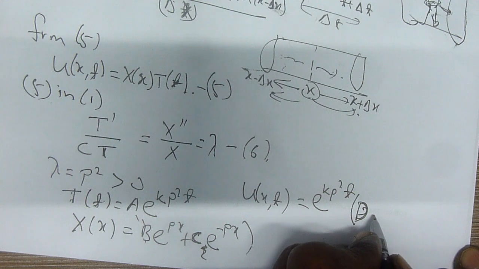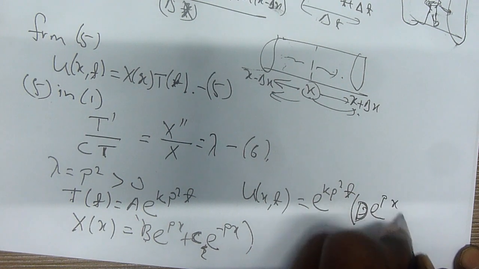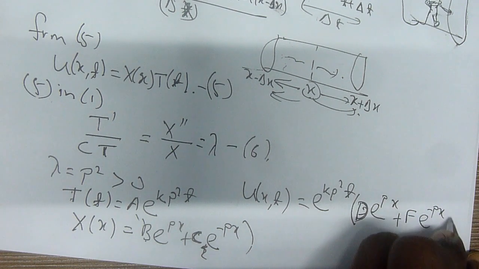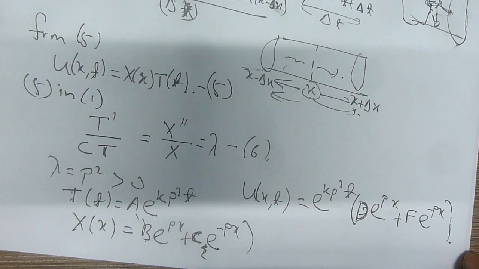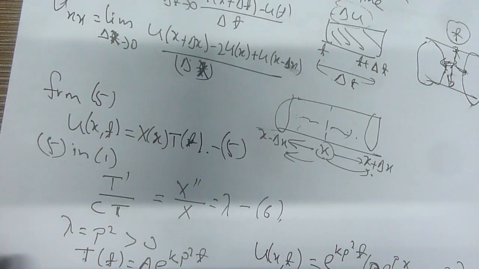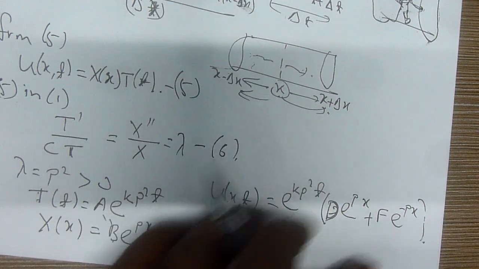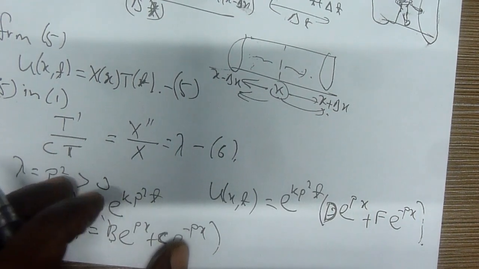Okay, d e^(px) f e^(-px). Okay, this is one of the solutions for this combination, right? Once we solve it, we get one solid combination. In the actual cases, in the exam, you are not required to do this. I'm showing it for the first case only.